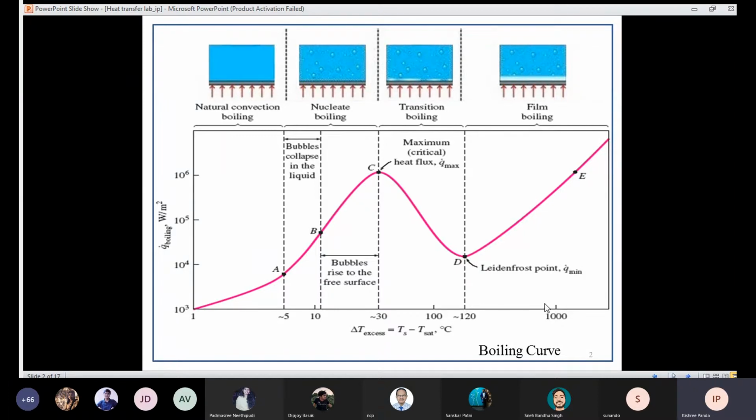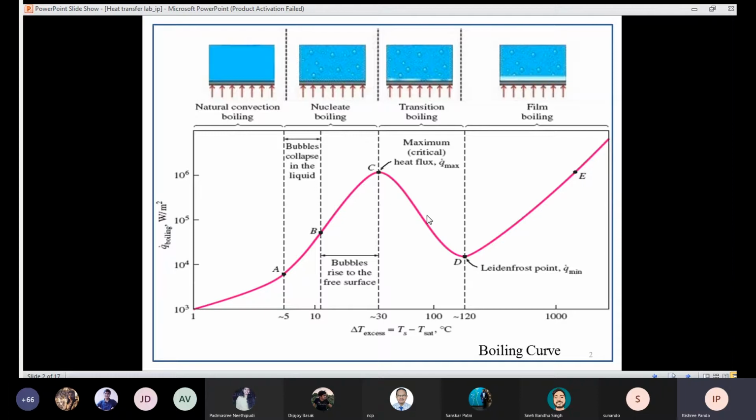Before going to see the equipment, let's talk a bit about boiling and the boiling curve. We all know that when heat is added to a liquid from a submerged solid surface at a temperature higher than the saturation temperature of the liquid, the liquid changes its phase to vapor, and that is called boiling. Here you can see the boiling curve, and it has four zones. On the x-axis, Ts is the temperature of the wire in this case, and T saturation is the saturation temperature. And this is the amount of heat being extracted from the wire through different heat transfer mechanisms.